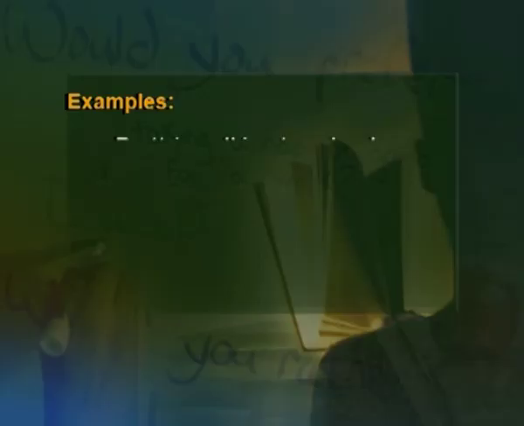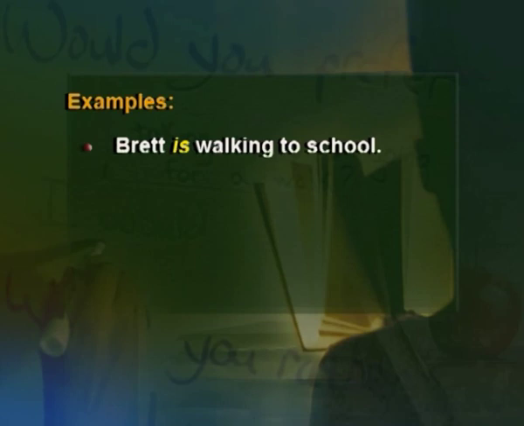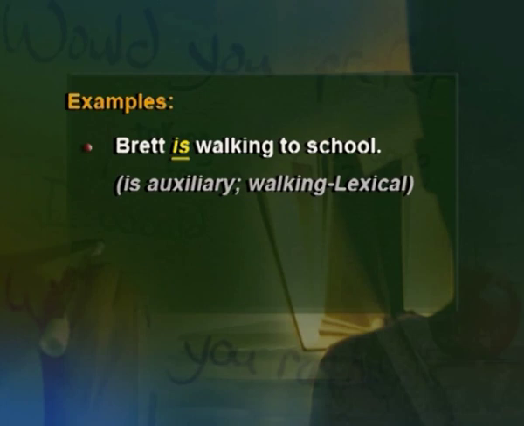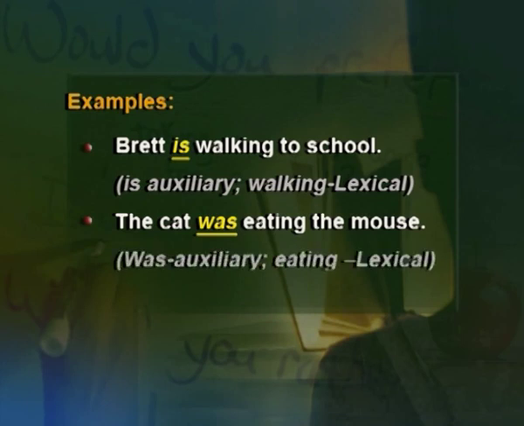Now let us see the examples below. Brett is walking to school. Here is is a helping verb, but the main verb is walking. The cat was eating the mouse. The main verb here is eating and the helping verb is was.